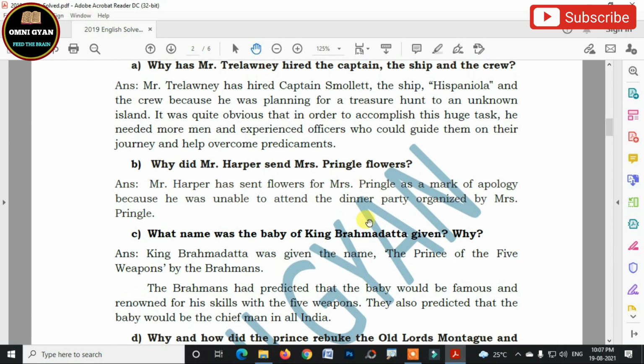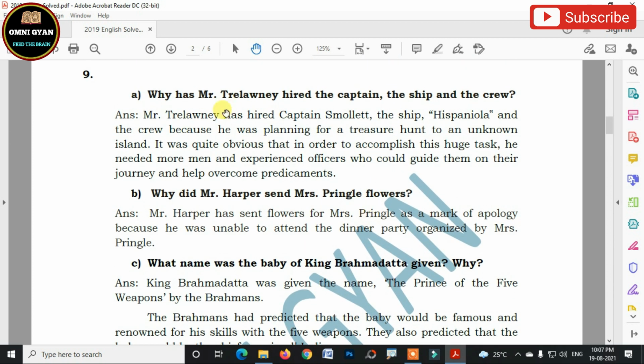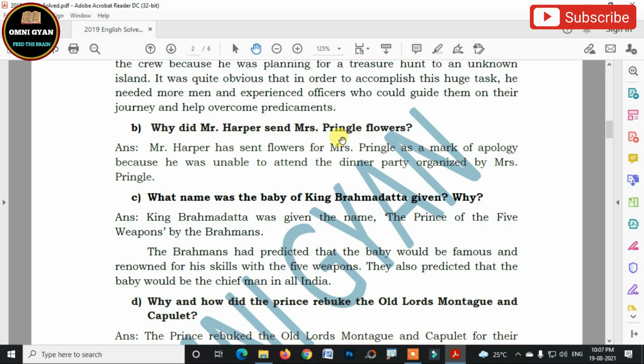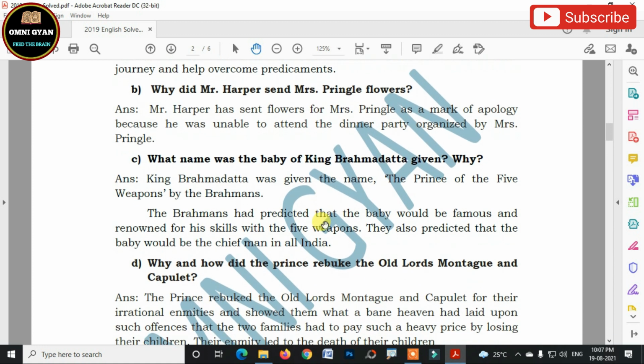All the questions carry 2 marks. Okay, so here the first question: why has Mr. Trelawney hired the captain, the ship and the crew? This is from your textbook only. Why did Mr. Harper send Mrs. Pringle flowers? And then the answer.